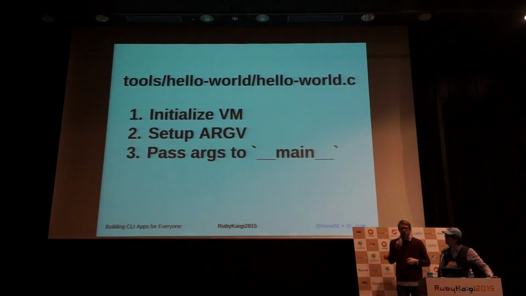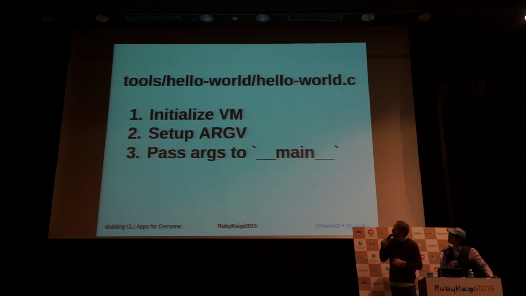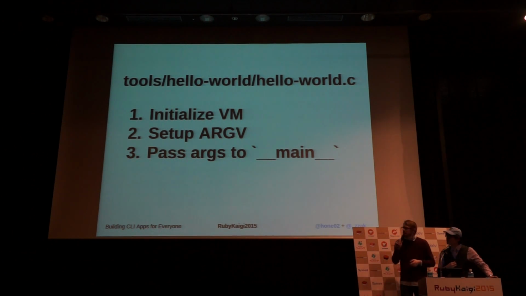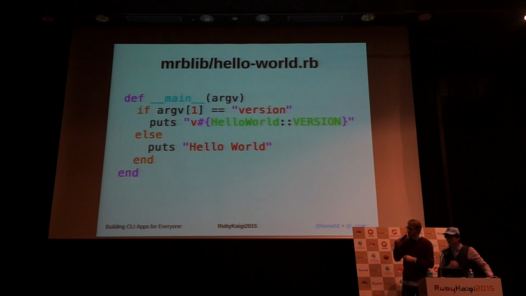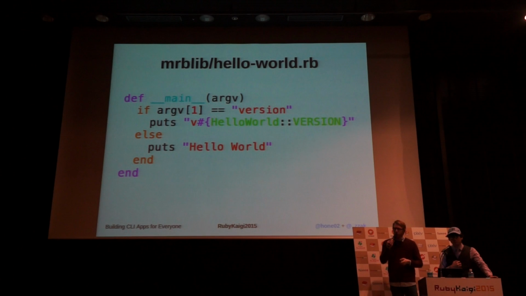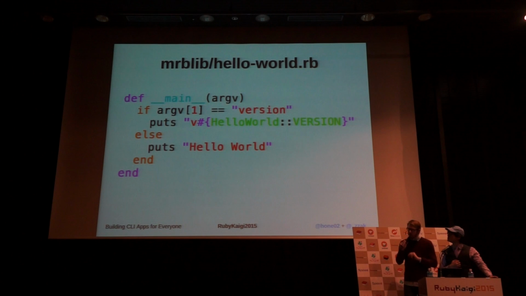Basically what this does is initialize the mruby VM and then parse the command line arguments and pass those arguments to a global method called main. And so we also generate the skeleton for the main method for you. You could change this implementation, but the method does have to be defined in your code globally, and that's the entry point to your application.